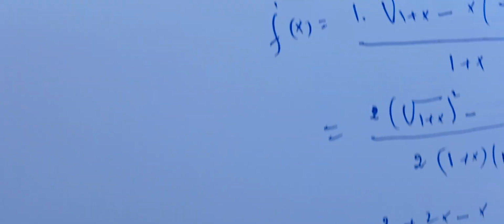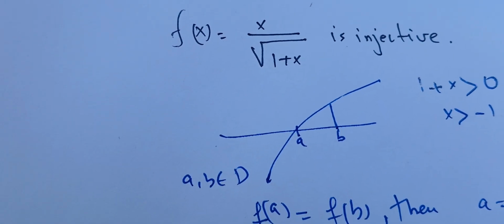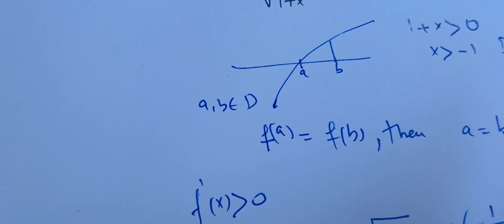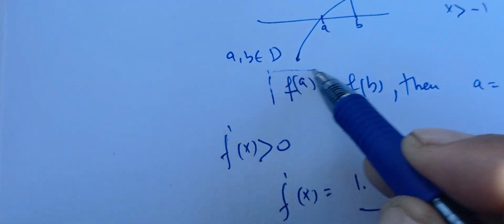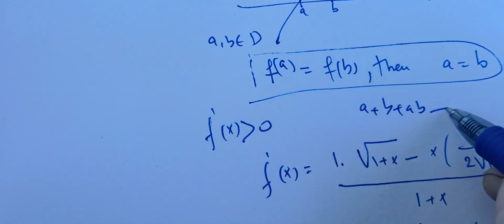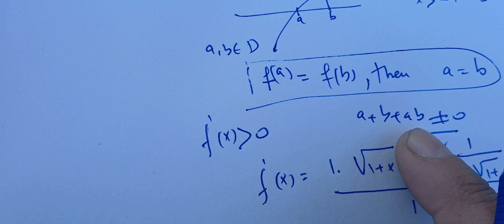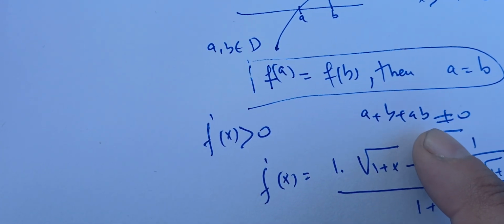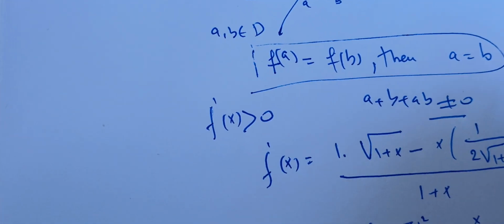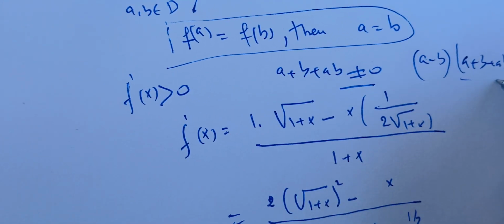So this is one way of proving that f is injective. We can also use the definition, and we prove the result. We can do that if we want, but here we're going to have to prove that a plus b plus ab is not 0. This one is always different from 0, except when a and b are both 0. Once we get there, we factor out, and we have a minus b times (a plus b plus ab) is 0, and this one is never 0.